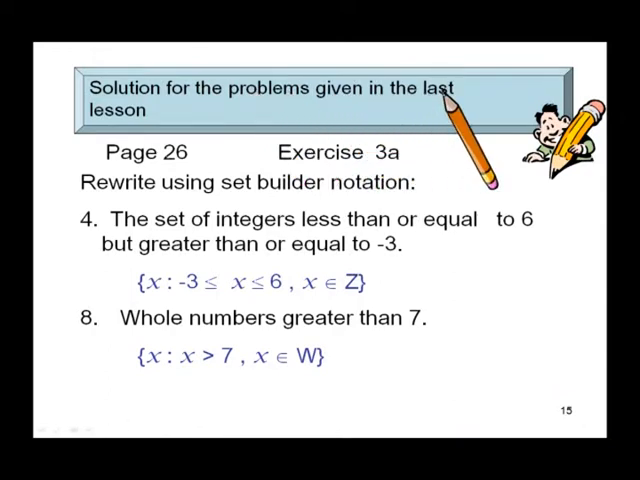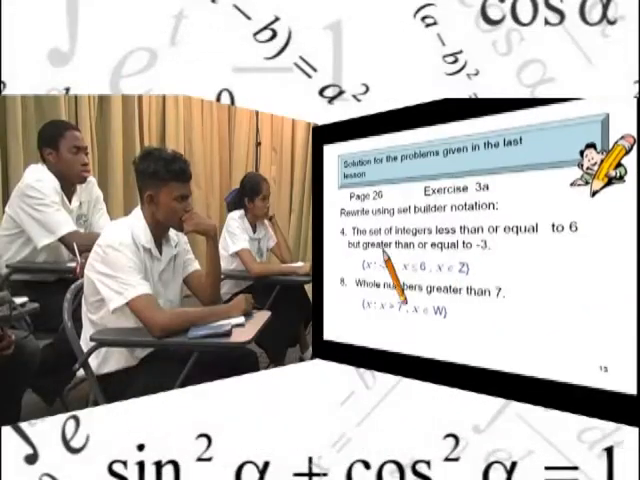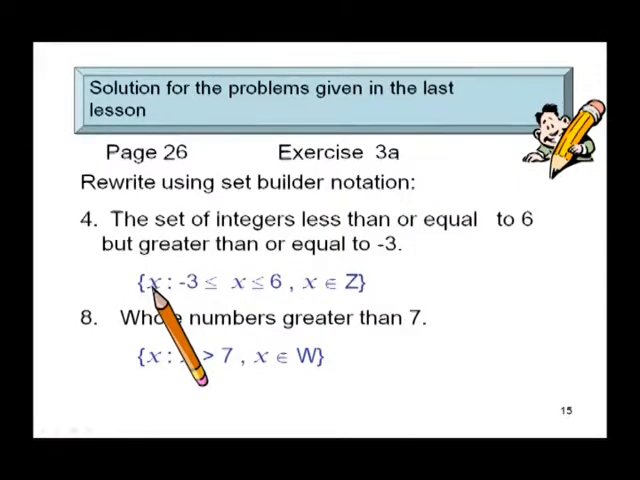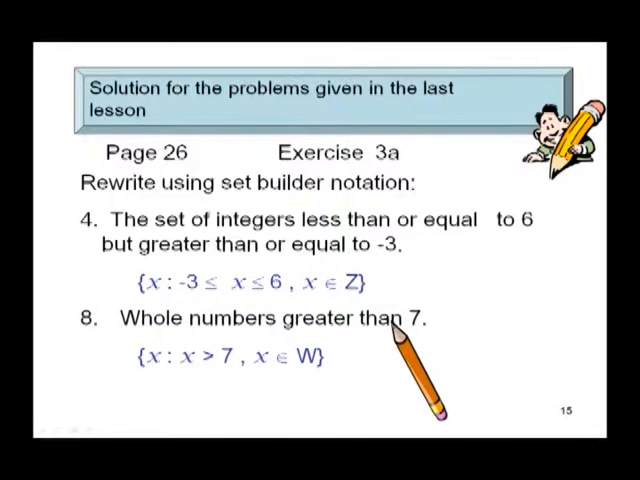Solutions for problems given in the last lesson. Page 26, exercise 3a. Rewrite using set builder notation. 4. The set of integers less than or equal to 6 but greater than or equal to negative 3. 8. Whole numbers greater than 7.